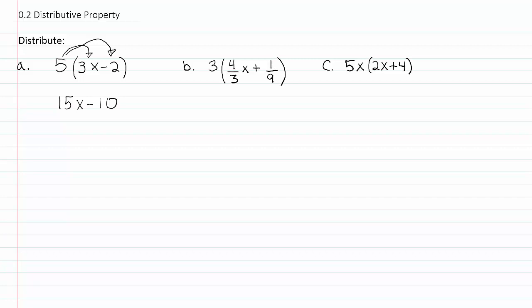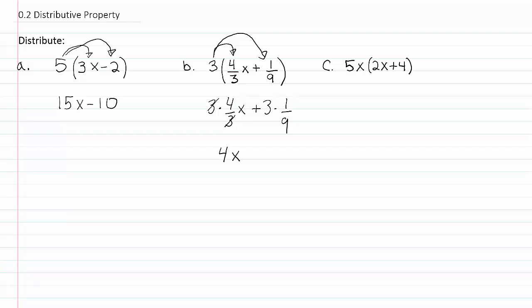All right, so let's move on to the next example, example B here. What I want to do here is multiply the 3 times the 4/3 x, and that's going to give me 3 times 4/3 x, and that'll have plus 3 times 1/9. So I'll have 3 times 1/9 written here. Now the 3's here will cancel because they're on the diagonal from one another, right? So they cancel out, leaving you just 4x left over.